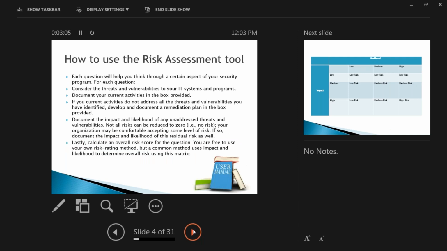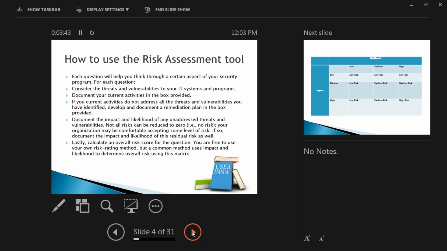How to use the risk assessment tool, and we're going to go through some of these specifics, and I apologize for it being so wordy, and then I'll show you the tool, is each question we're going to go through on the tool, which is not going to be that many because you can do it on your own time. We're going to consider the threats and vulnerabilities to the IT system and programs we have in place. We're going to document our current activities in the boxes that are provided. And if the current activities do not address all the threats and vulnerabilities we have identified, we're going to have to develop and document a remediation plan. We're going to document the impact and likelihood of any unaddressed threats and vulnerabilities we have at the practice.